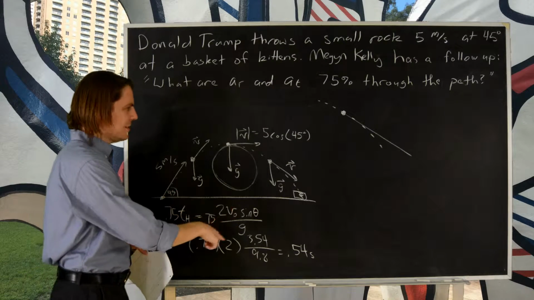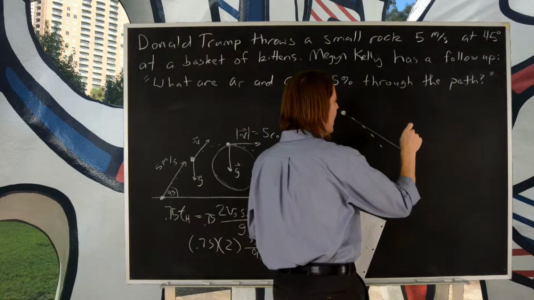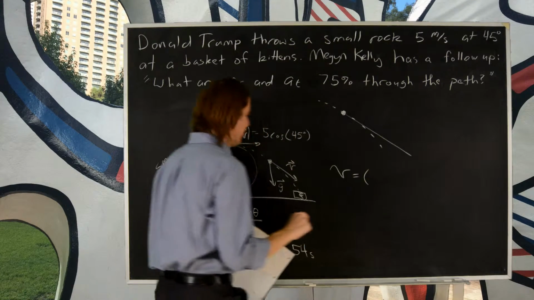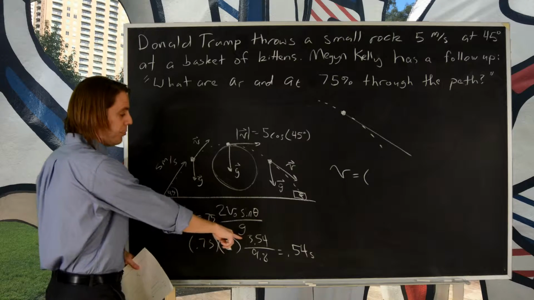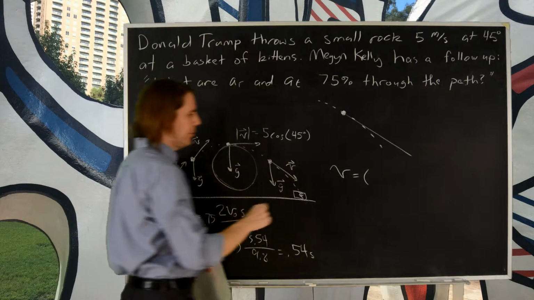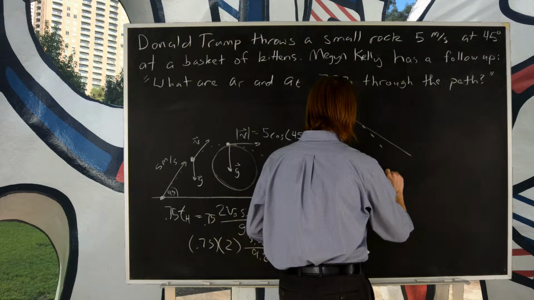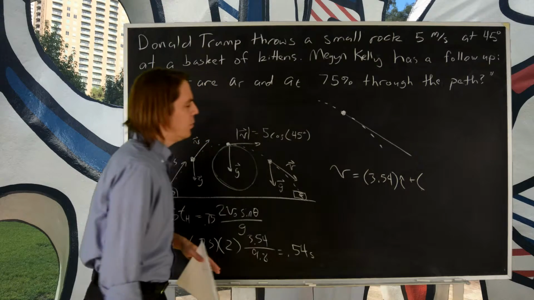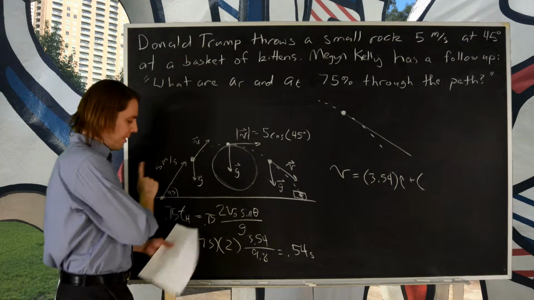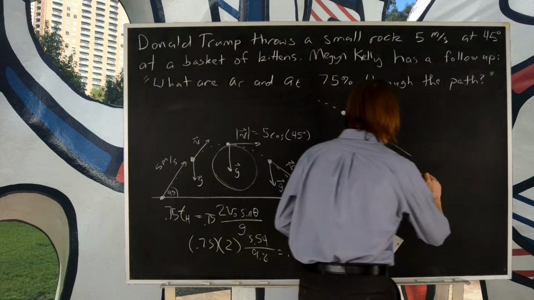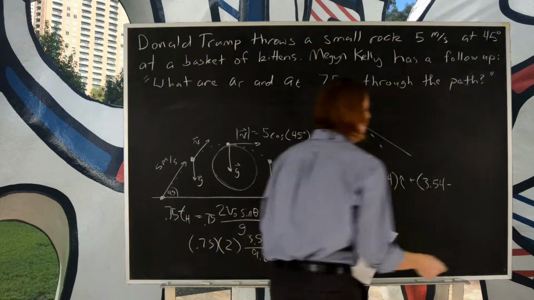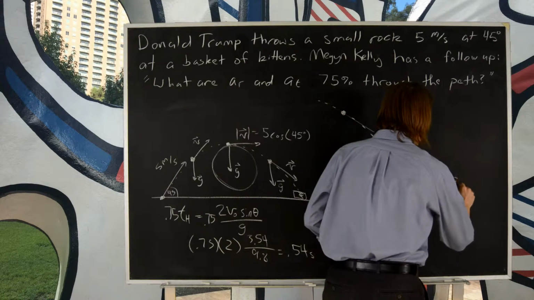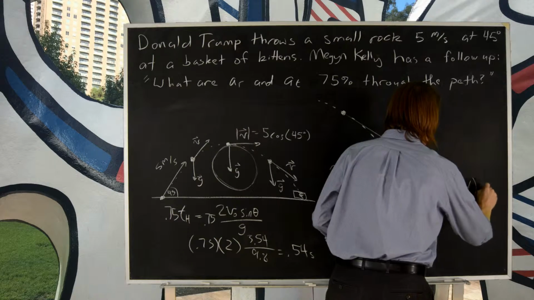So let's write real quick. How would we write the velocity vector? The velocity would be the x component, which is 3.54. Sine and cosine of 45 are the same. So 3.54 meters per second i hat. And then the y component of the velocity would be 3.54 is the initial. And it's, of course, decelerating, so minus gt, minus 9.8 t. That's the j hat component.